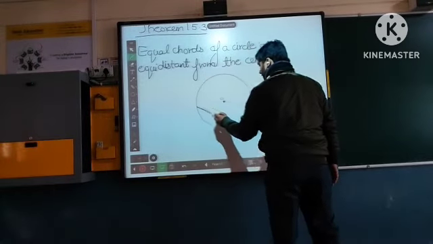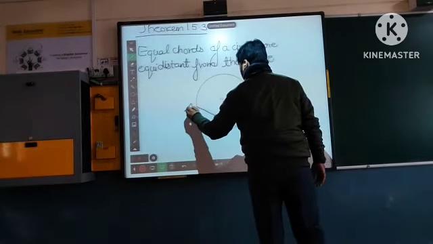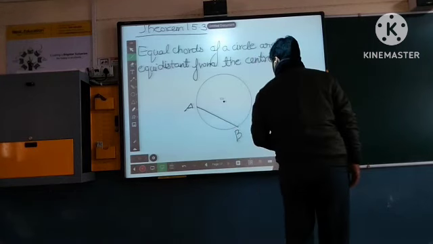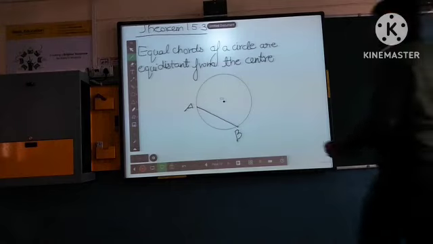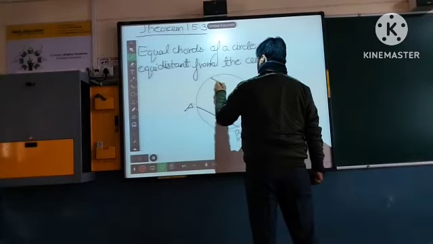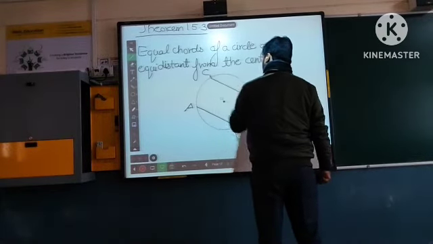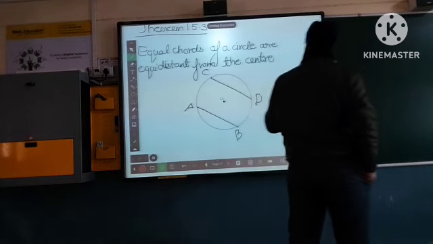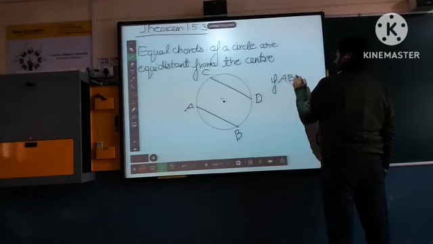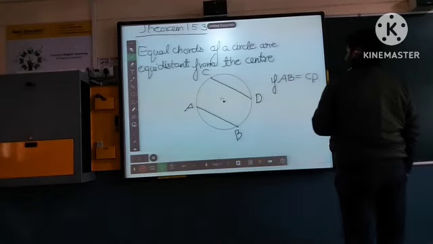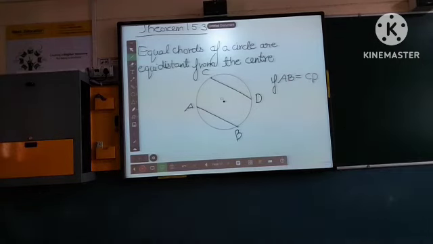Now I'm drawing the first chord, which is AB. Then the second chord is CD. And we are given the initial condition that the lengths of the chords are equal. What is mentioned? If AB equals CD, the lengths of the chords are equal initially.